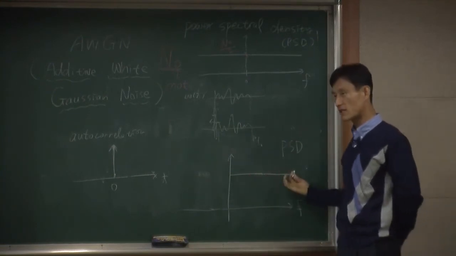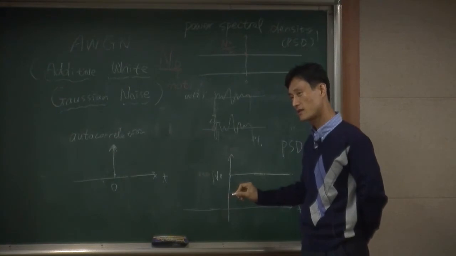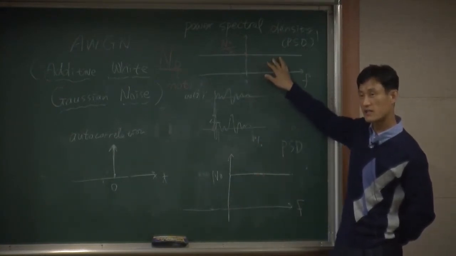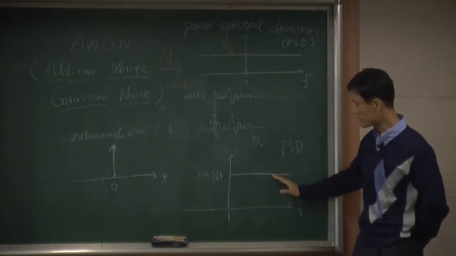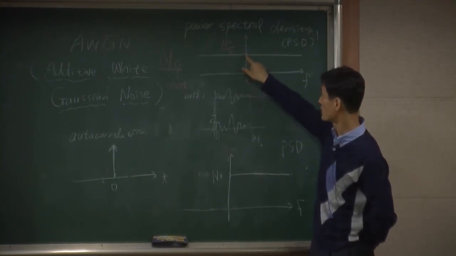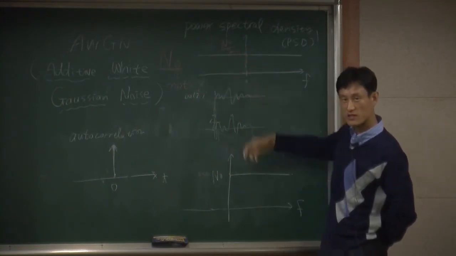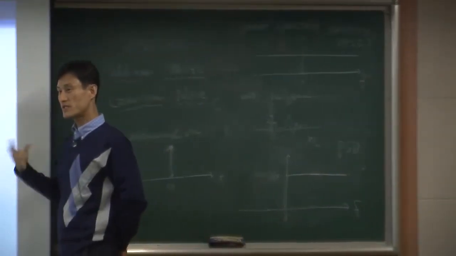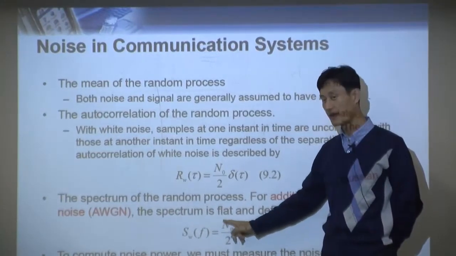When you look at this one-sided power spectral density, this particular value is going to be N naught. But when you look at this one in both domains, both sides, you need to keep the same power, so this N naught is now divided by 2. That's why the level goes down to N naught over 2. This one and this one, basically the same thing. But whenever you see the noise power, you will always see this value, N naught.